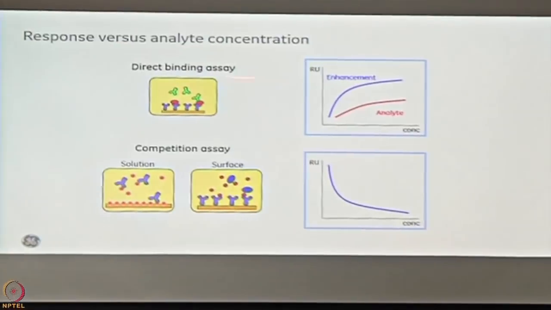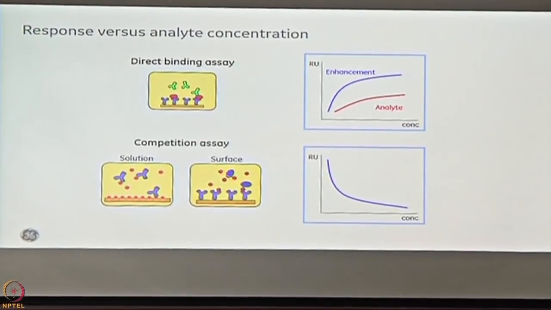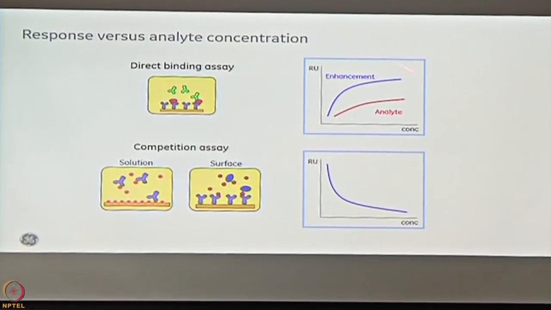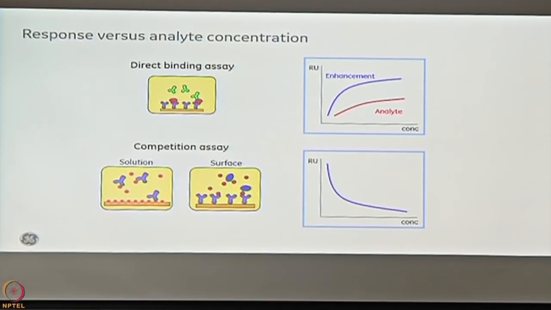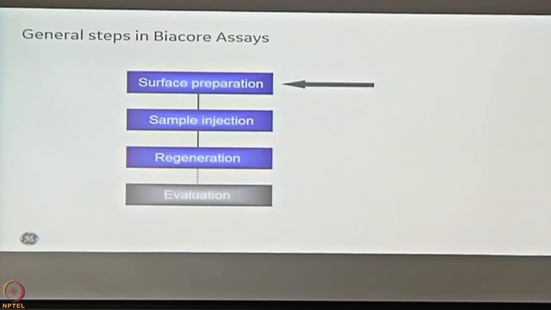So, if you summarize the response versus analyte concentration, in direct binding you see an increase in RU with analyte, whereas in indirect you see a decrease in binding with your analyte. So, these are basically two types of formats.